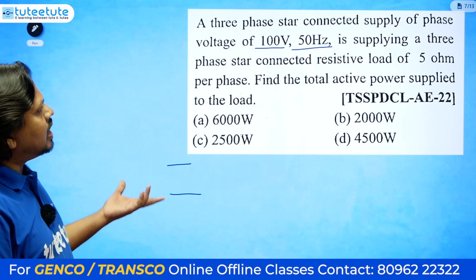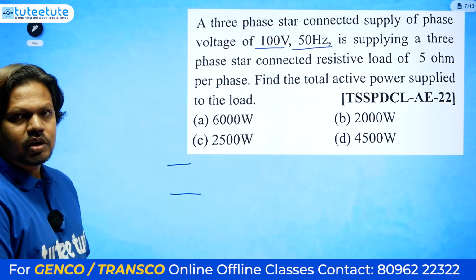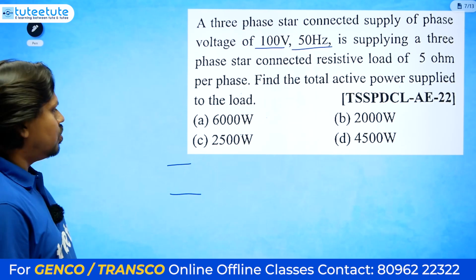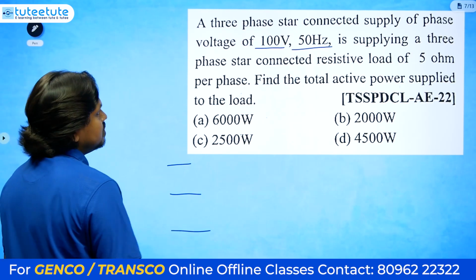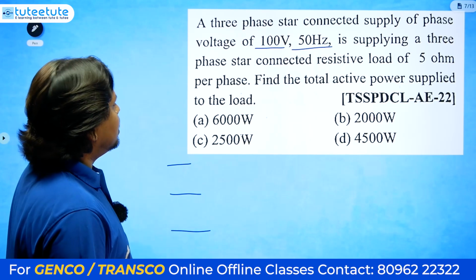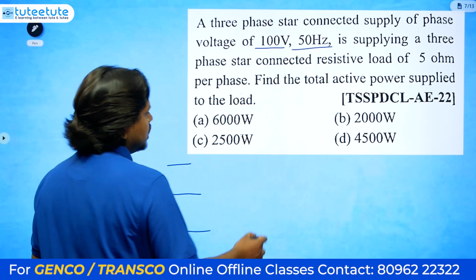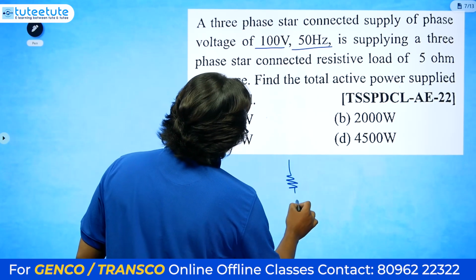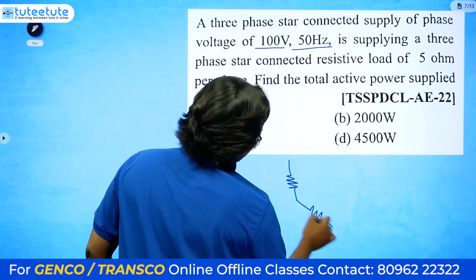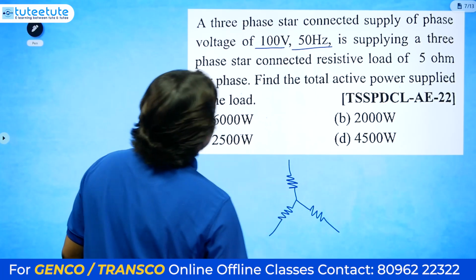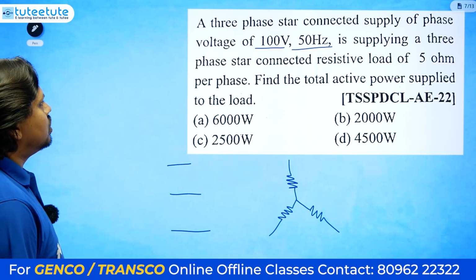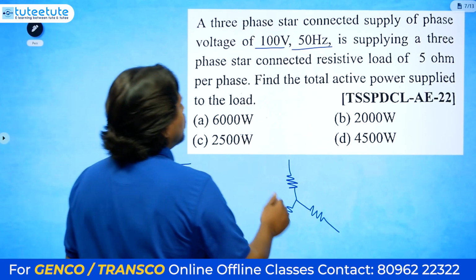So no need to mention, all are balanced: 100 at an angle of 0, 100 at an angle of minus 120, no need to consider like that. This is balanced only. It is supplying a three-phase star connected resistive load, star connected resistive load it is. All three are 5 ohms only, 5 ohms per phase. Find the total active power.